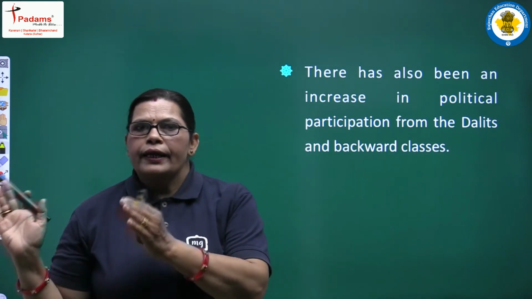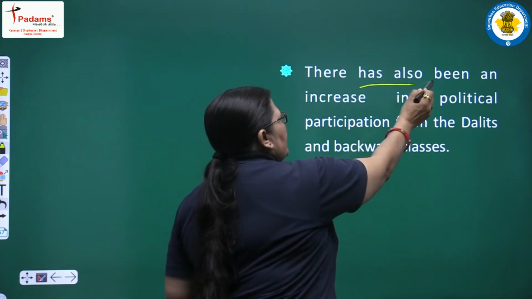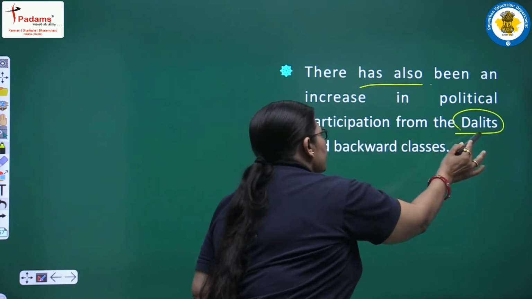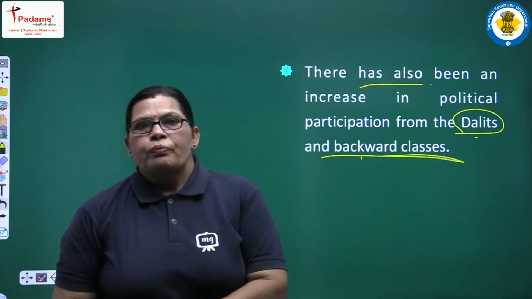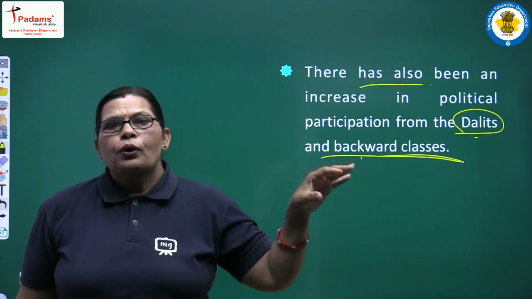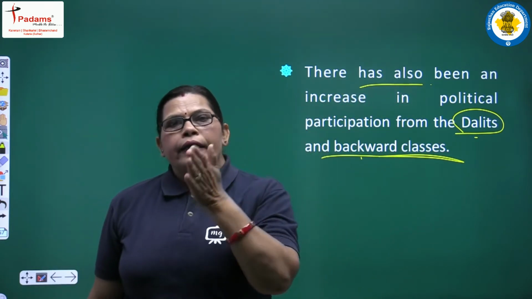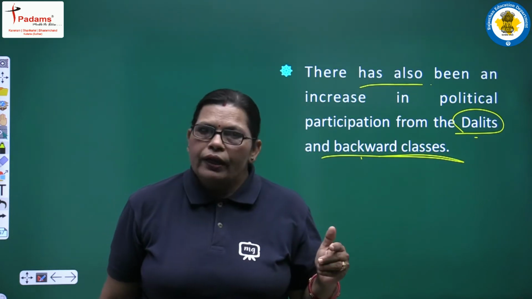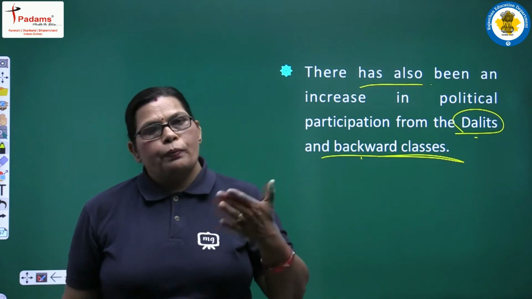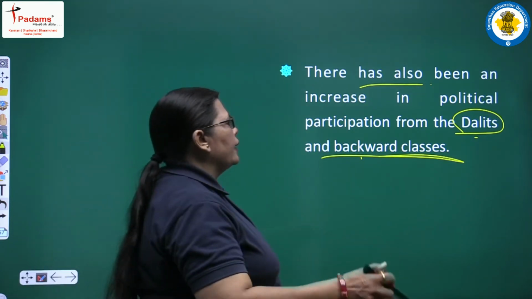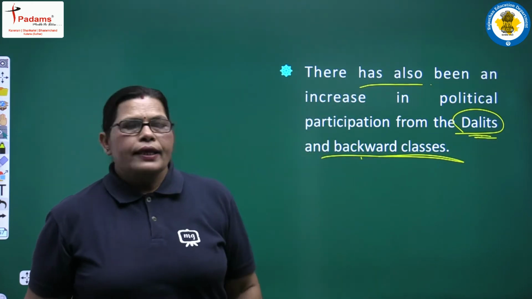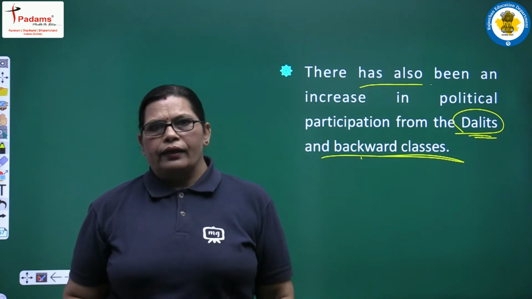That's one. There has also been an increase in political participation from the Dalits and backward classes. So, one concept is that not only the upper classes have a right to enter the parliament by elections. Everyone has a right. In the constitution, every person has a right to elect themselves to be a representative, and only on that condition, political participation from the Dalits as well as backward classes is also there.